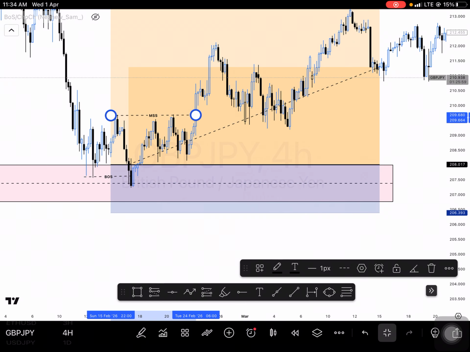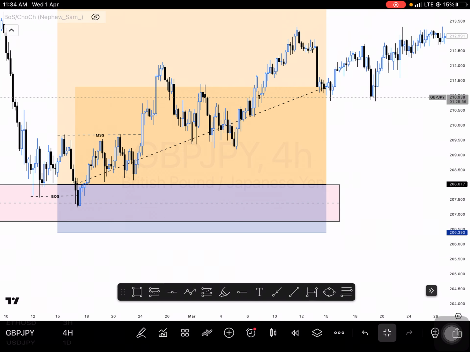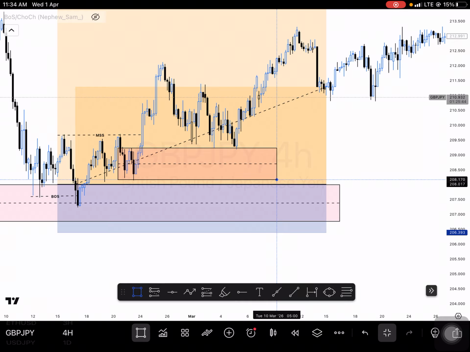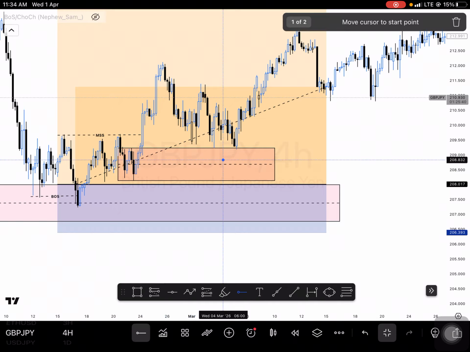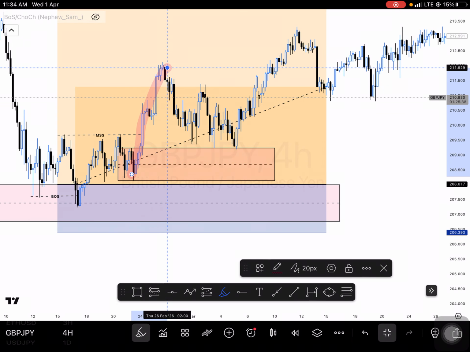So now market has shifted structure to the upside, which means that now the buyers are in. And what did the buyers do? You can see the buyers reacted off this order flow. This was the last order flow that happened before the impulsive move here to the upside. So what did the buyers do?